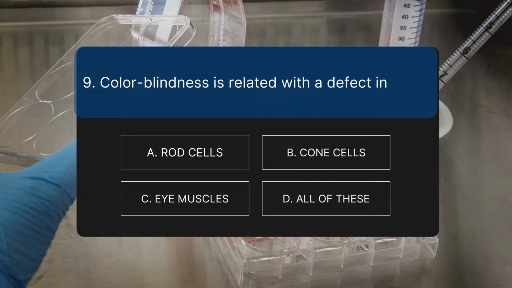Next question. Color blindness is related with a defect in option A rod cells, option B cone cells, option C eye muscles, and option D all of these. And the right answer is option B, cone cells. Color blindness is related to cone cells, and they cannot distinguish red and green colors.